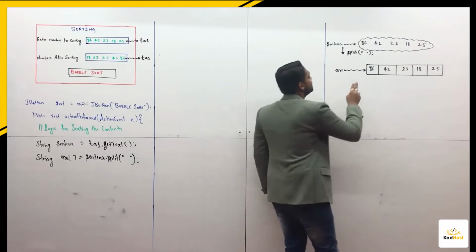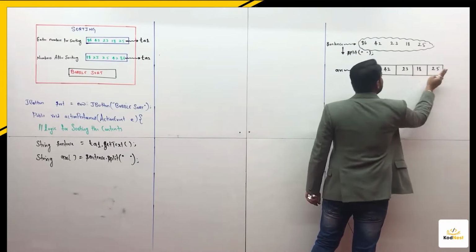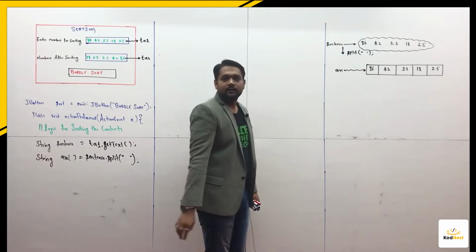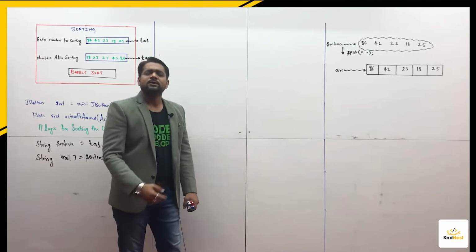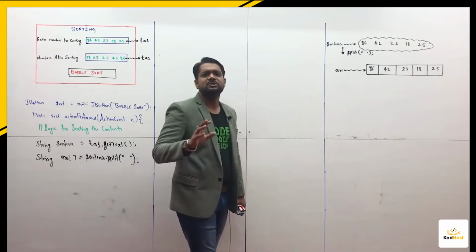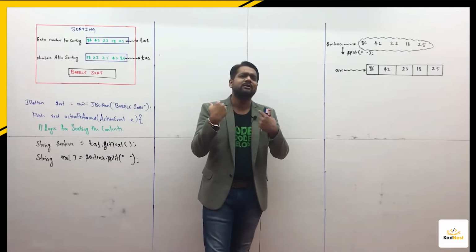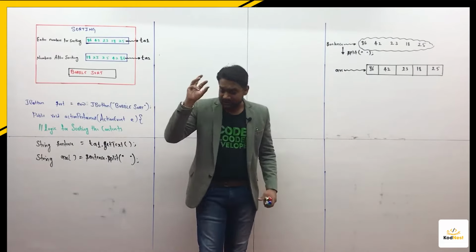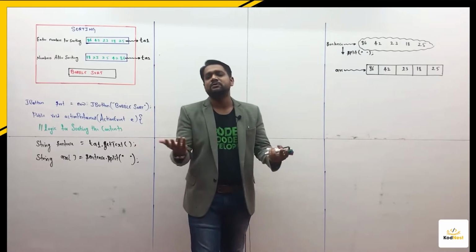Now I have access to individual elements present in that string array. Now I have to sort it. You can use either bubble sort or selection sort or insertion sort, whatever sort you want, you can use it. But here at this place, I will be using bubble sort.